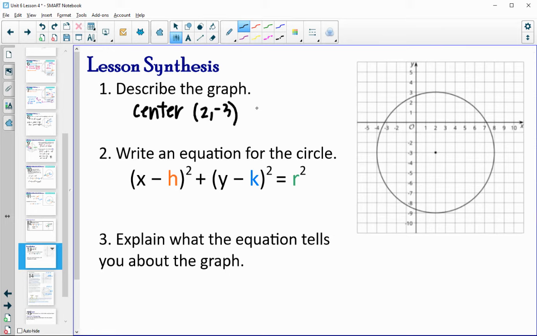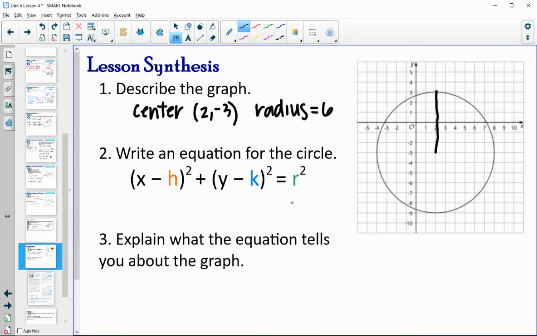And then a circle also is defined by its radius. So how long is the radius? I would count either vertically or horizontally to figure that out. So this could be your radius. You could just count that: 1, 2, 3, 4, 5, 6. So it appears that the radius is 6 here.